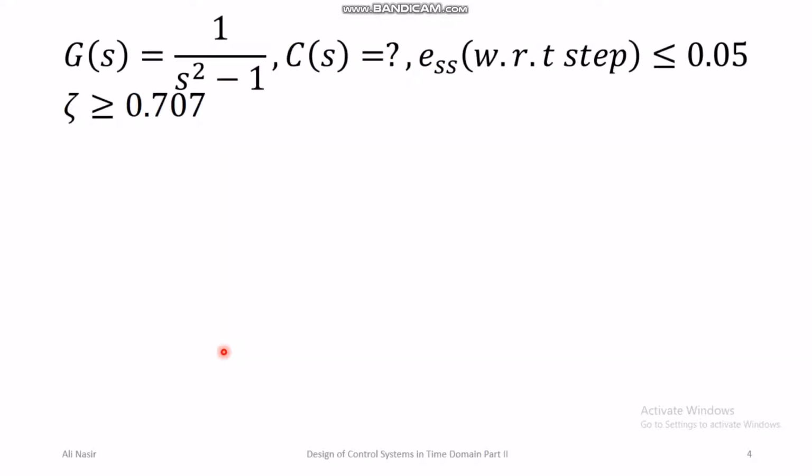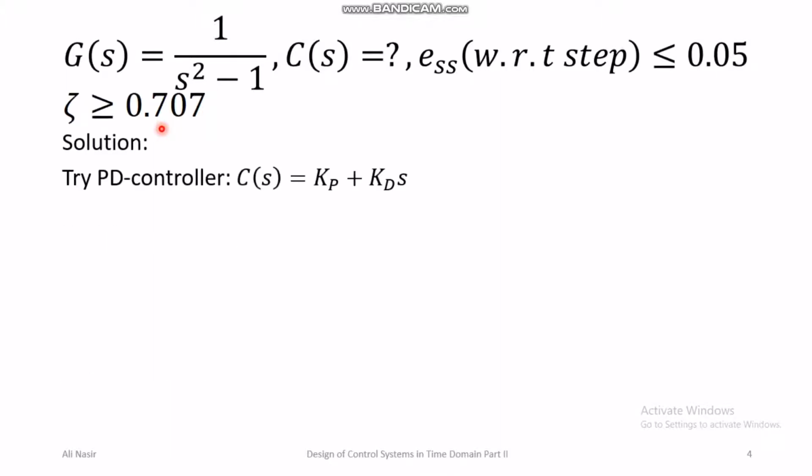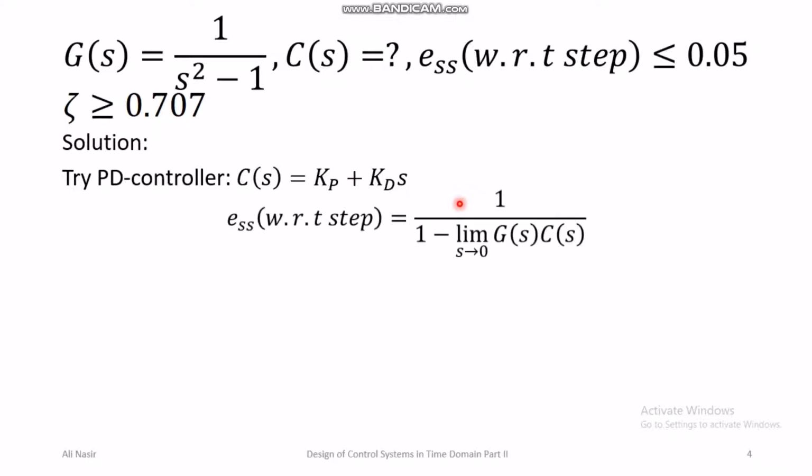So here we have this system. We need to design the controller. We don't know which controller would work and what gain values would be optimum or suitable, and we want steady state error with respect to step to be less than 0.05 and zeta to be greater than or equal to 0.707. So the solution is we try the PD controller straight away, as I said earlier, because there is an s term missing here, so there is no use of trying the proportional controller.